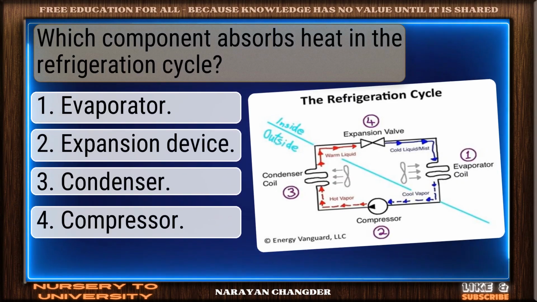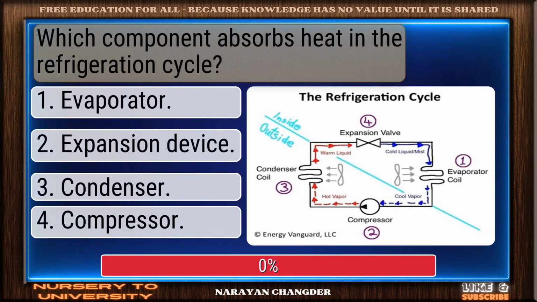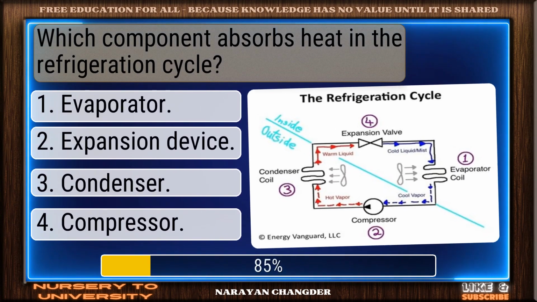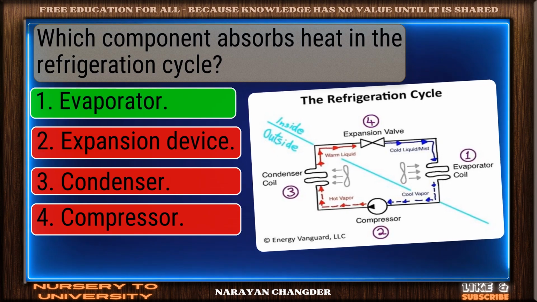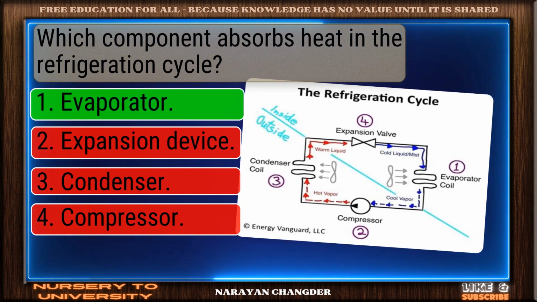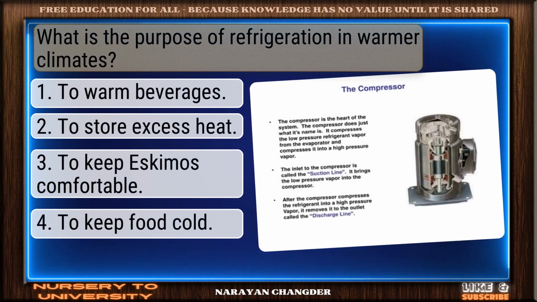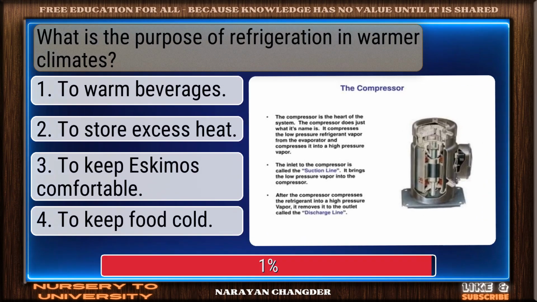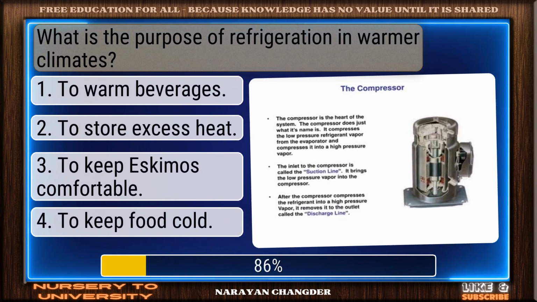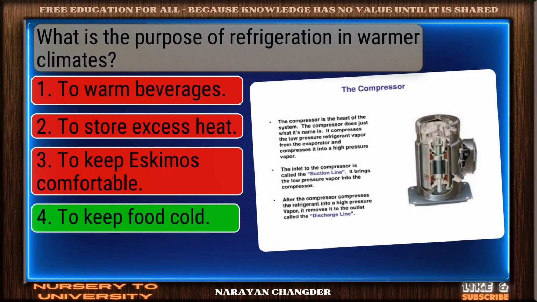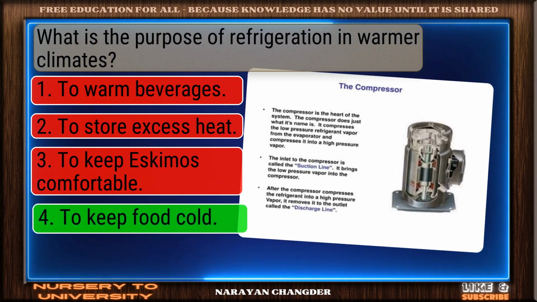Which component absorbs heat in the refrigeration cycle? Nice selection. Evaporator is the correct and valid answer. What is the purpose of refrigeration in warmer climates? Right choice. To keep food cold is the best answer.